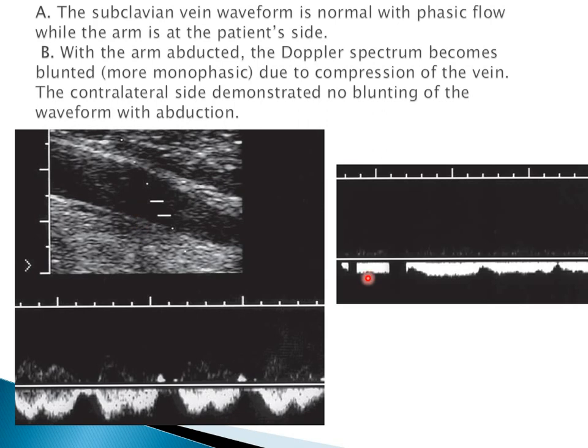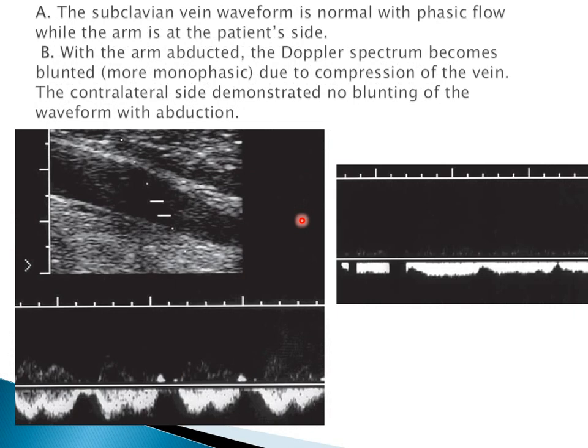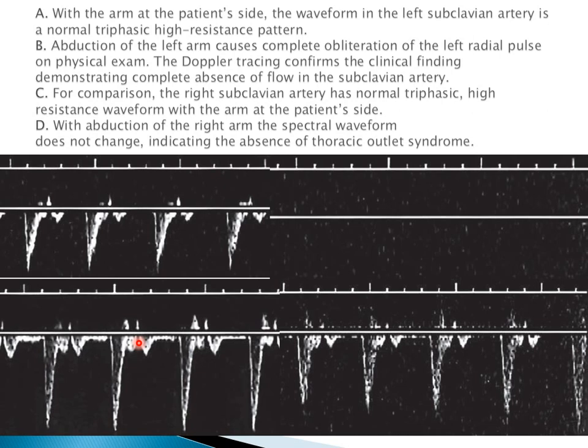Here is the subclavian artery. The subclavian vein waveform is normal with basic flow while the arm is at the patient's side. When you abduct the arm, it will be abrupt. So there is some sort of obstruction. The flow should be continuous. Flow when the patient's arm is by the side is normal. You make abduction, you see the flow disappear. Compare with the other side always. And if the other side is normal, flow continuous beside or abduction, then there is a thoracic outlet syndrome.